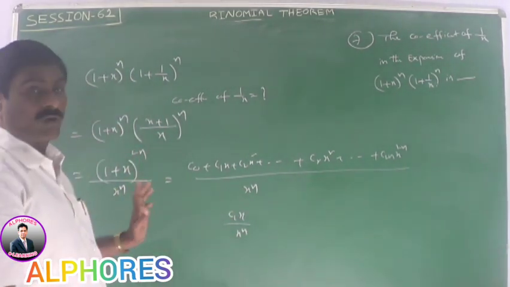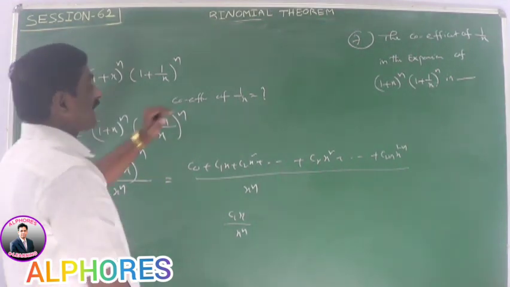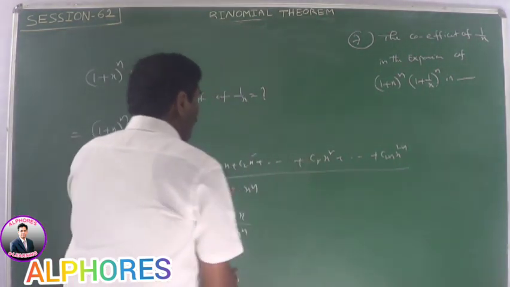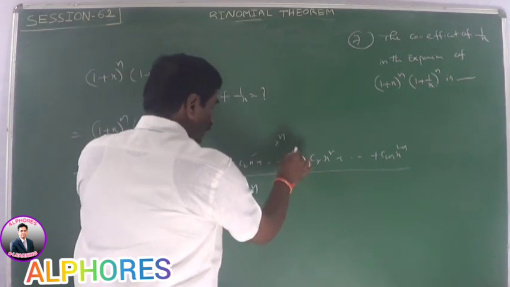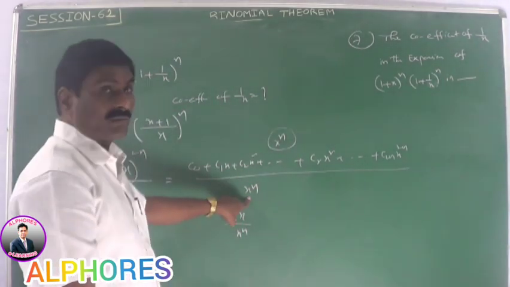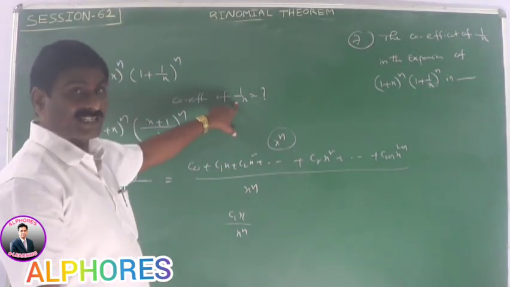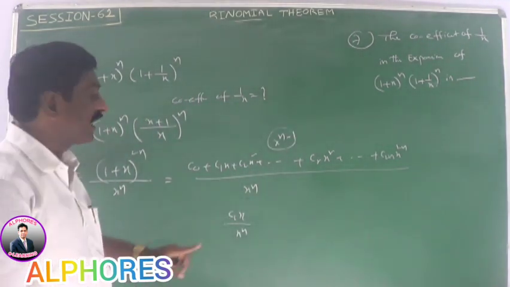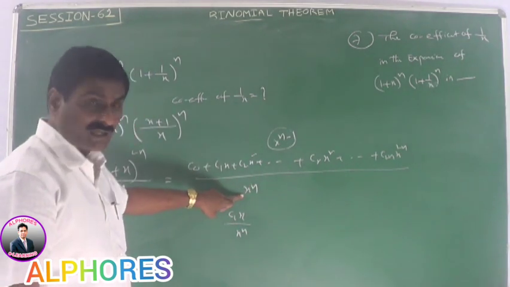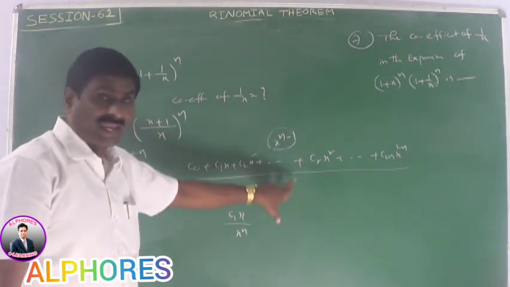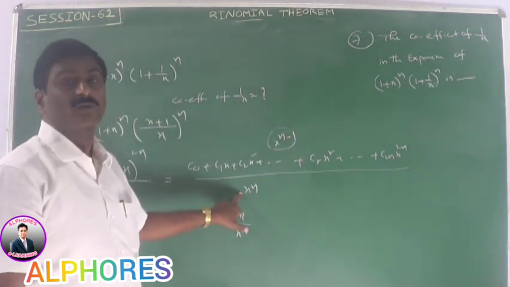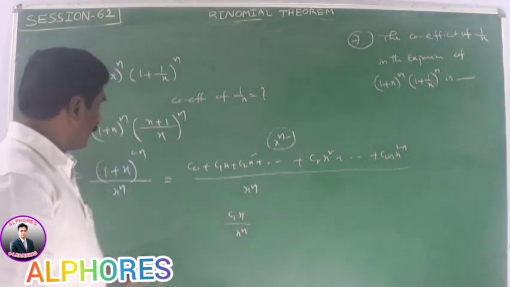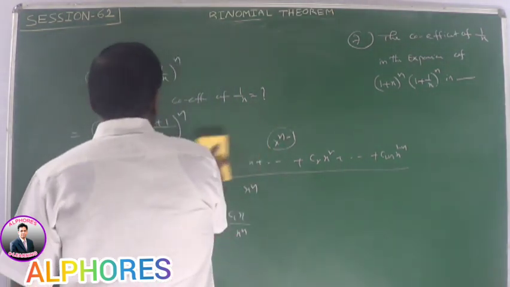But we want the 1 by x coefficient. For getting the 1 by x coefficient, the numerator must be considered. Suppose x power n, we take x power n. x power n by x power n means constant. But we want the 1 by x coefficient. That means here we take x power (n minus 1). Please observe this value. x power (n minus 1) by x power n means we get 1 by x term. Okay. Now we find the coefficient of 1 by x.